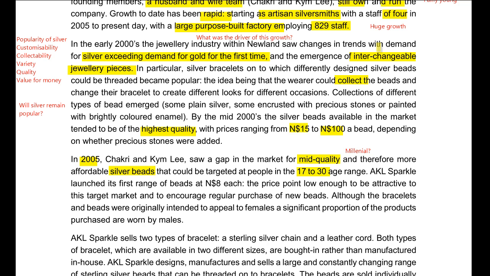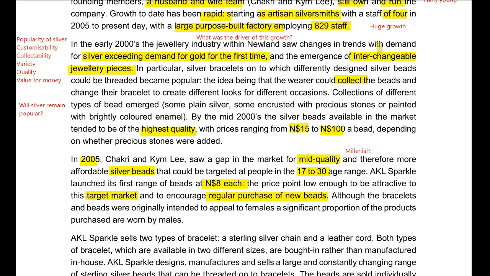Okay, so Sparkle launched its first range of beads, and they were $8 per bead. Now the prices here ranged from 15 to 100, so we can assume this 15 is actually quite expensive still, given that $8 is supposed to be the mid quality, the mid range. So presumably you could get some very cheap ones, maybe for $2, $3, $4. This is the mid range for $8 each. The price point is low enough to be attractive to this target market, the 17 to 30 age range, and to encourage regular purchase of new beads.